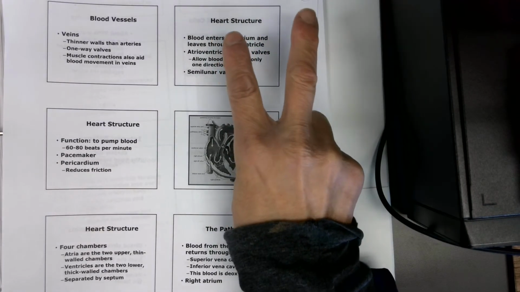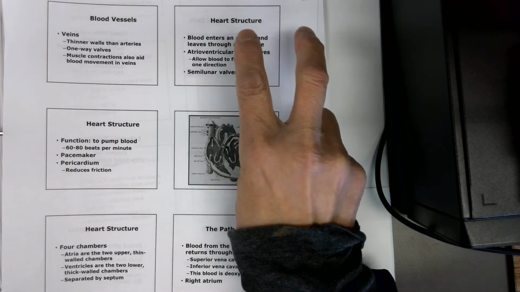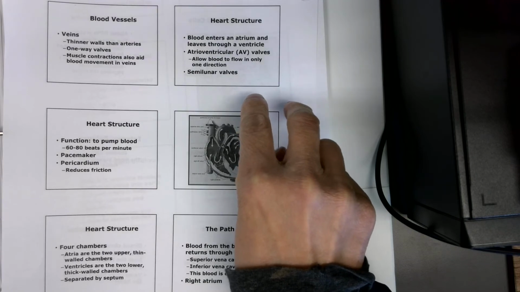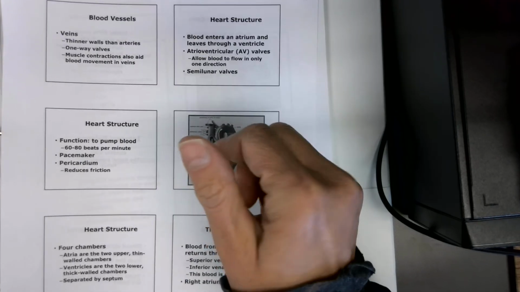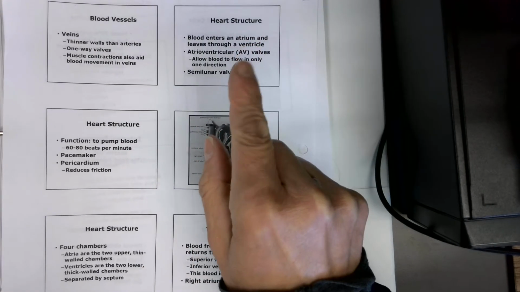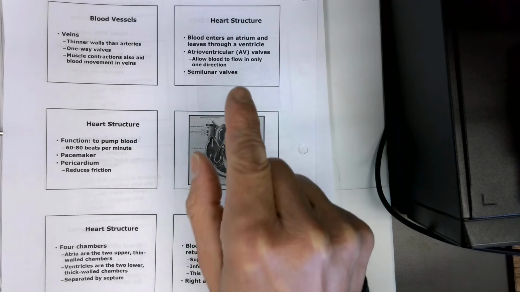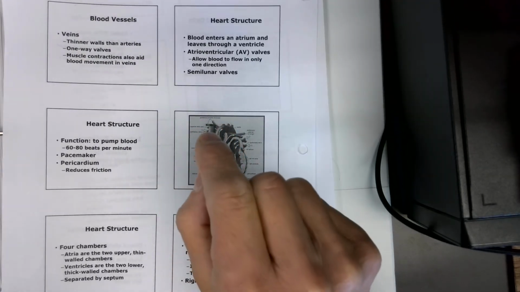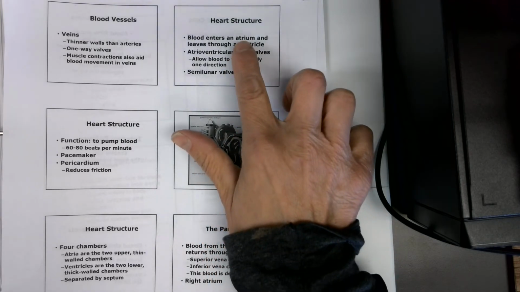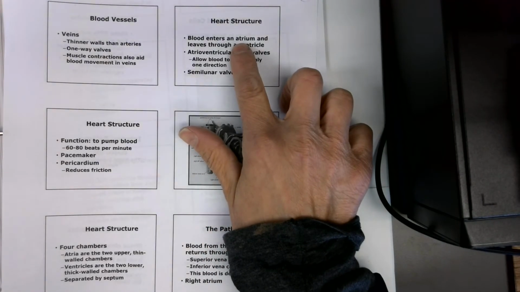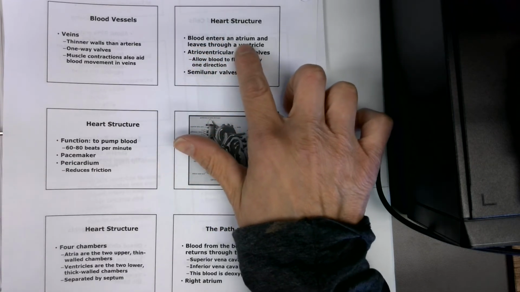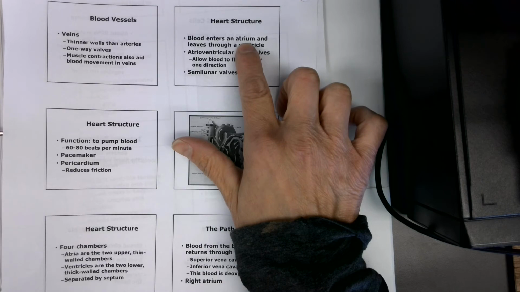So we have 2 atria at the top of the heart and 2 ventricles at the bottom of the heart. Whenever blood enters the heart, whether it's full of oxygen or it has a lack of oxygen and is deoxygenated, it's always going to enter the atrium. I want you to think about this. The atrium of a building is its entryway. So blood is always going to enter into the top part of the heart.